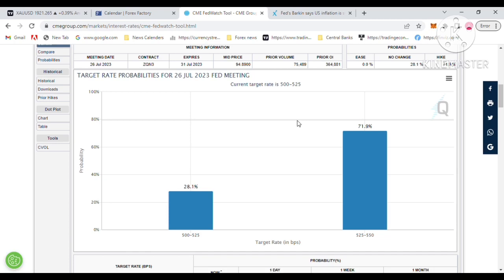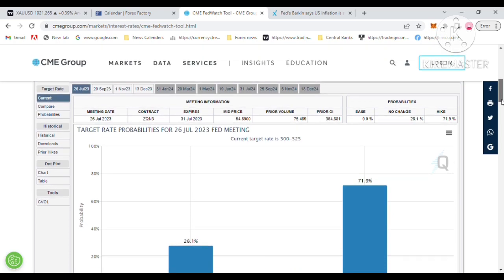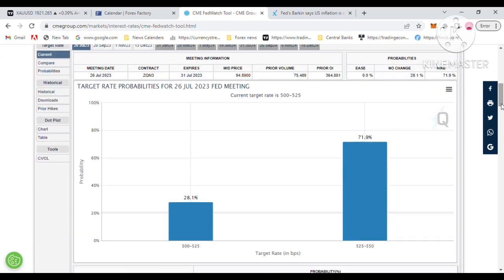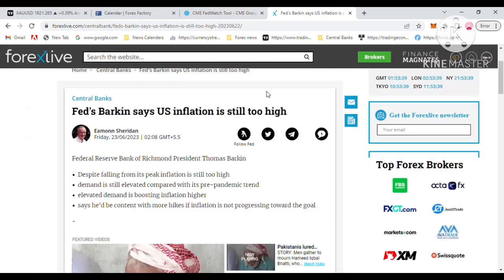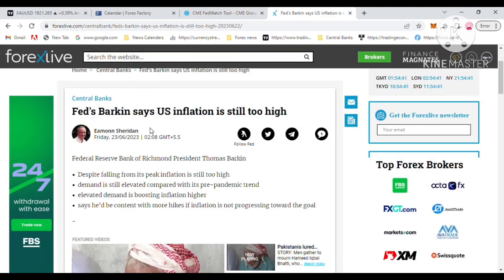Powell said in his speech after the last FOMC meeting that they will hike two more times this year. That is a hawkish tone. That is dollar demand and gold sell off. So there is a 71% probability on the Fed Watch Tool of an interest rate hike at the next FOMC meeting.